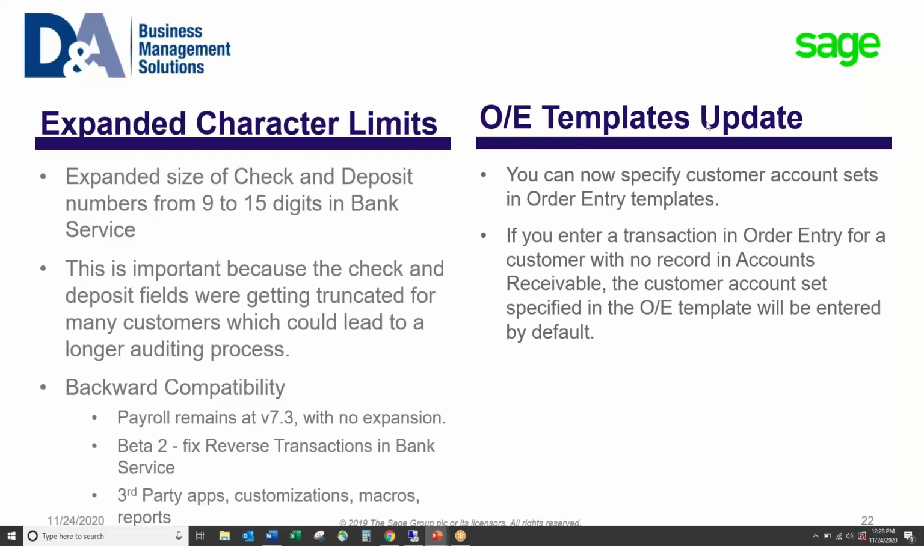Okay. As we move over here to order entry template updates, now here's a thing where you can actually specify customer account sets in your order entry template, okay? So if you enter in order entry, you pull up the entry screen, and there's no record in your accounts receivable for this actual customer, because obviously it's going to tie to your accounts receivable, that is okay, because it's actually going to default to an account set based upon that entry. Okay, so it's going to take a step further and think for you, especially if maybe you've created an order, a quote for a potential prospect, and now you're going to just go ahead and place that order, but you haven't gathered all the information on that customer yet. So it starts to populate kind of the historical trail for you.